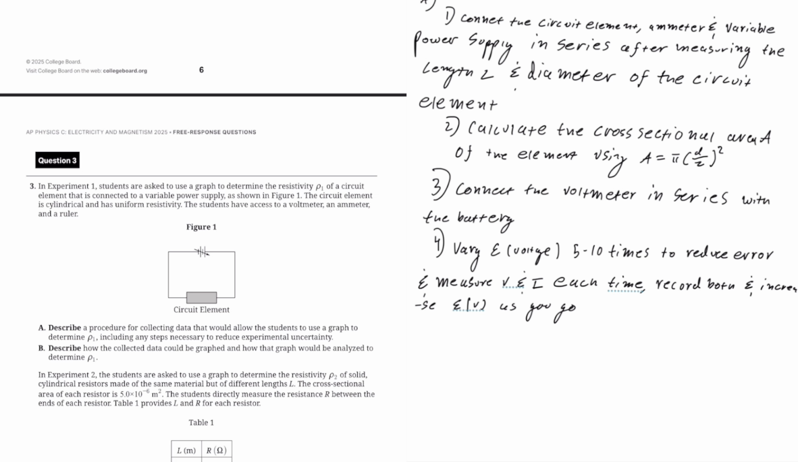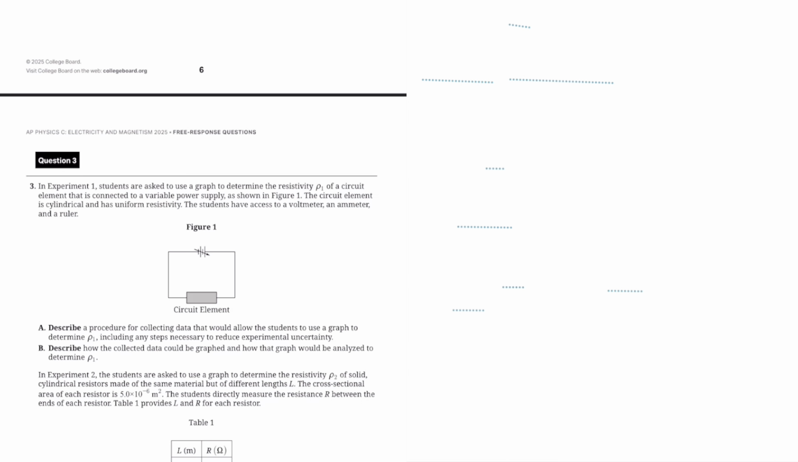can use V equals IR to find the resistance. And if I find the resistance, I can plot resistance as a function of L divided by A. No, not resistance. Resistance as a function of, because if I have V equals IR, I'll show you guys in a second. The general idea is that we'll use Ohm's law and the resistivity law to solve for this part B.